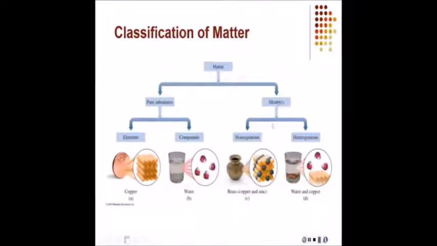On the mixture side, we can have homogeneous and heterogeneous mixtures. Our example for the homogeneous mixture would be brass, like we saw in the previous slide. And for the heterogeneous mixture, it's a glass of water with the pennies in it.